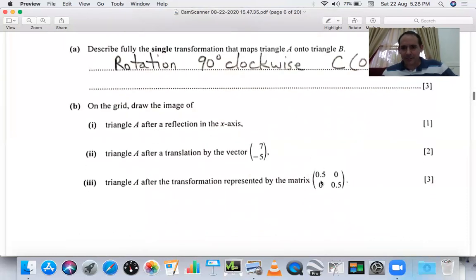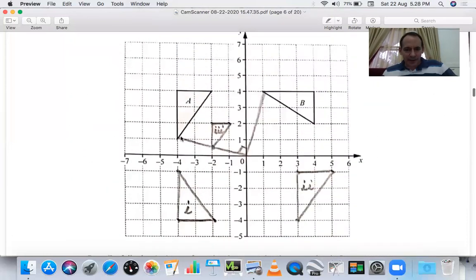Notice this here represents your x. This is your x column. This is your y column. And this is the one in the first position, and this is in the second position, meaning like your ordered pair. So your x, then your y. So half of your x and half of your y. So half of -4 is -2, and half of 1 is 1/2.